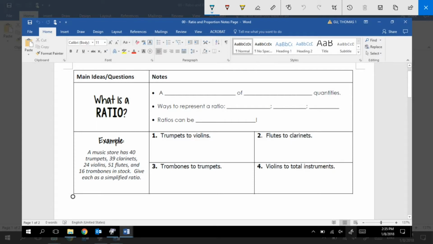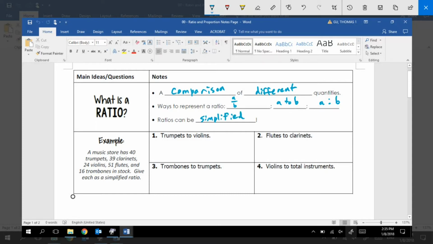Some of you guys may already know what a ratio is, but for those who do not, a ratio is a comparison of different quantities. And the ways that you can represent a ratio are A over B, A to B, and A colon B. Those are three different ways you can write a ratio. And ratios can be simplified. There you go. So let's take a look at some examples.